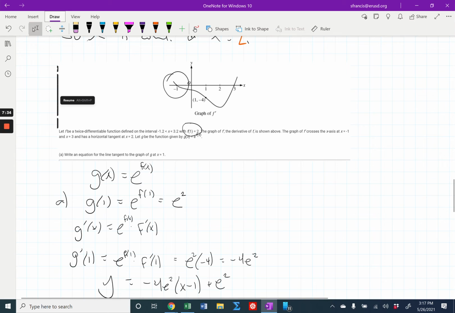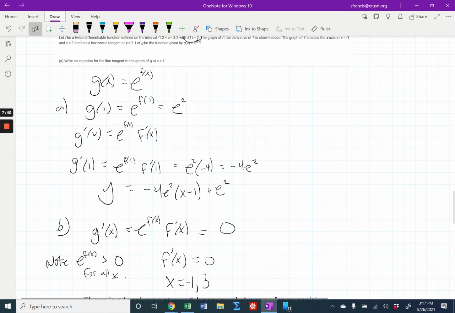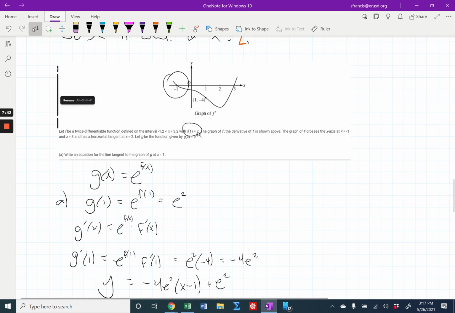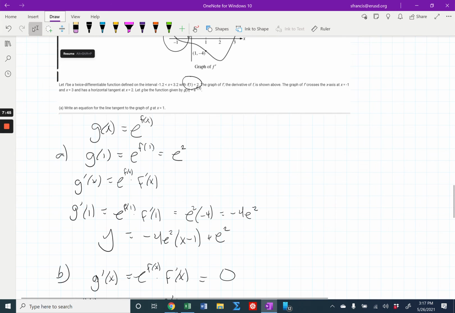Let g be the function given by g of x is equal to e to the power of f of x. All right, and they want us to find the equation of the tangent line to the graph of g at x equals 1. So g of 1 is equal to e to the power of f of 1. They told us f of 1 was 2, so this is going to be just e squared. Now I need the slope, so they take the derivative and apply the chain rule.